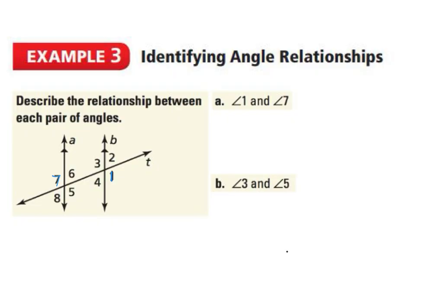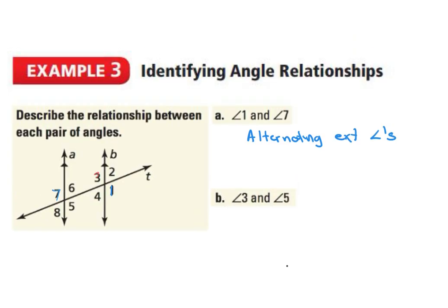Those are on the opposite sides of your transversal, and they are exterior angles. So we would say these are alternating exterior angles. So then 3 and 5, those are on the opposite sides of the transversal. They are interior angles. So we would say these are alternating interior angles.